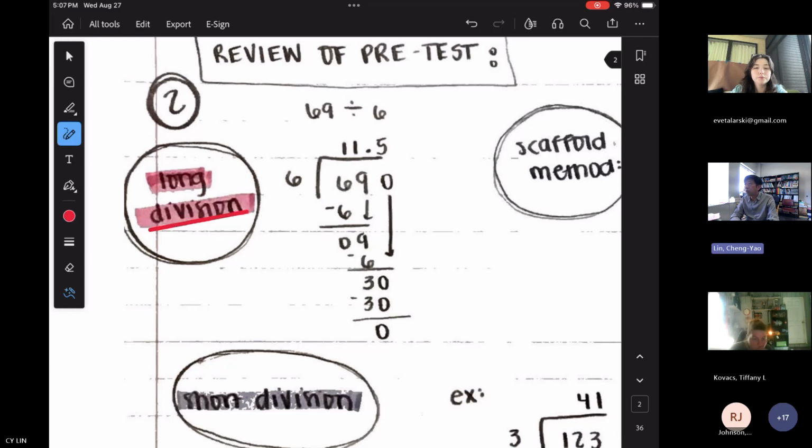And this method is called long division. But actually, another name for it is the English method. It's called the English method because the United States used to be a British colony, so therefore we use this method. But actually, a lot of European countries do not use the English method. They use a different way.